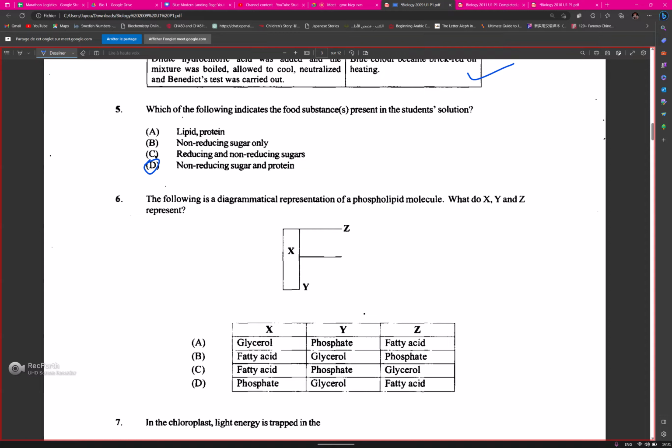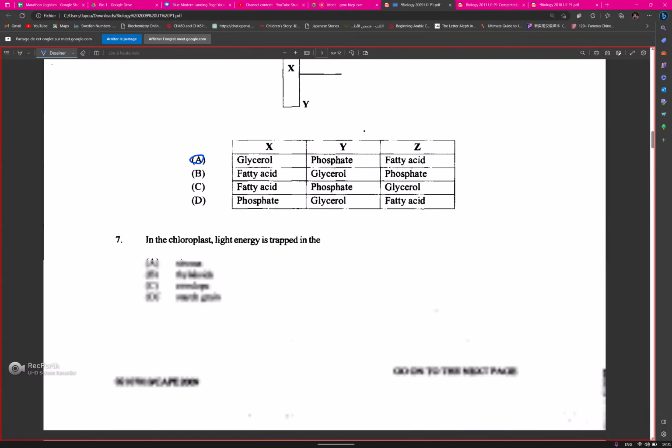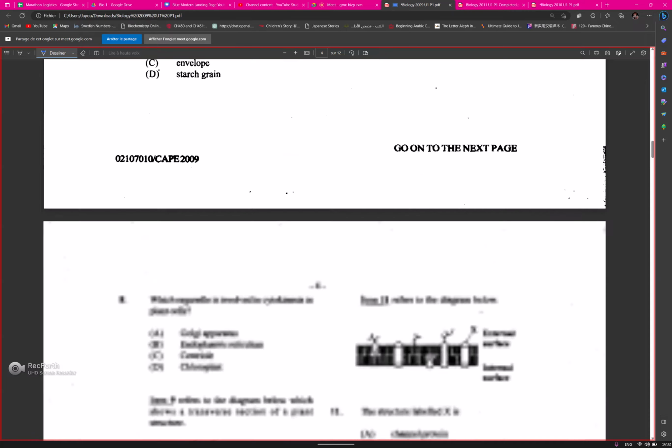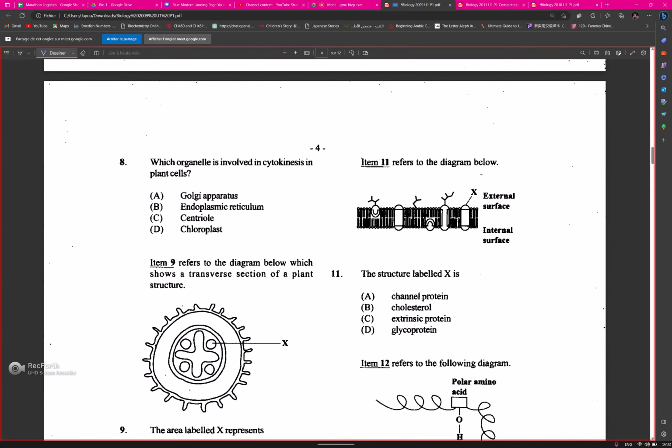Right, so what do X, Y, and Z represent on a phospholipid molecule? So X is... and then Y. Okay. So in the chloroplast, light energy is trapped in the... wonderful. All right. H, which organelle is involved in cytokinesis in plant cells?